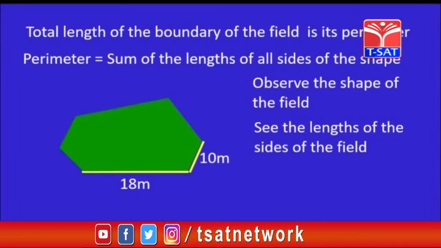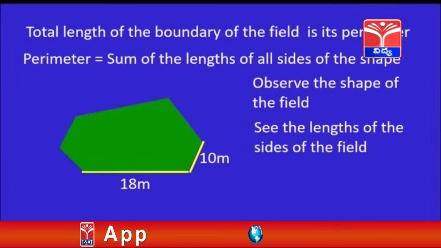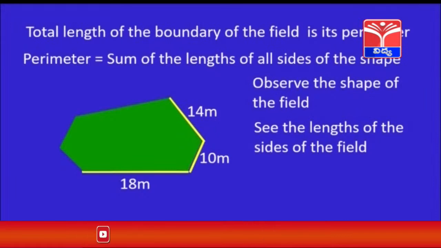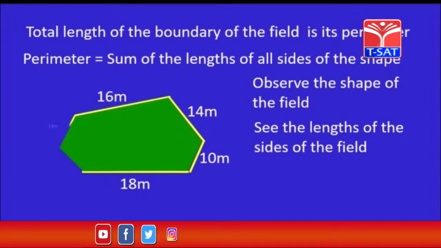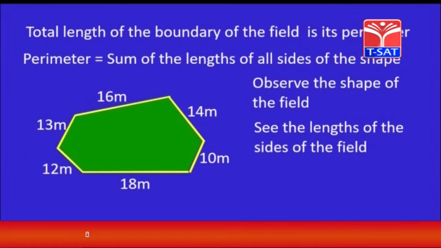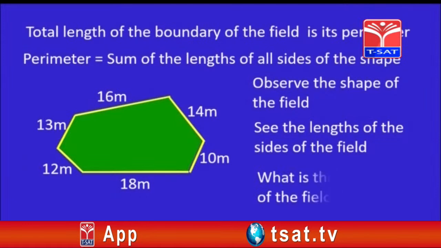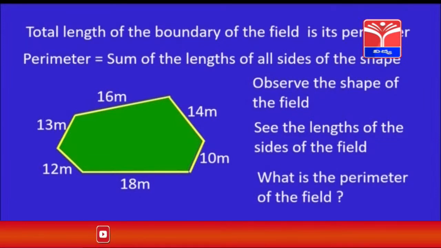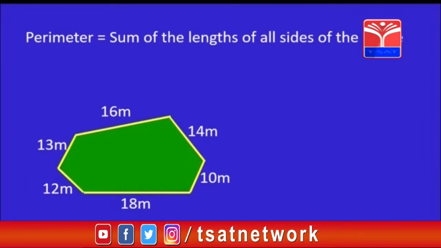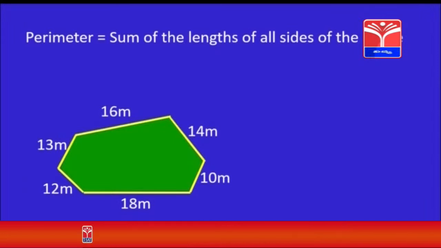Like that, the field has some line segments. It is a closed polygon which has 6 sides. One by one, measurements are given here. Those are 18 meters, 10 meters, 14 meters, 16 meters, 13 meters and 12 meters. Now what is the perimeter of this field? We should add all these line segments. So perimeter is equal to the sum of the lengths of all sides of the shape. Students, note down the measurements in your notebook and add all these measurements.